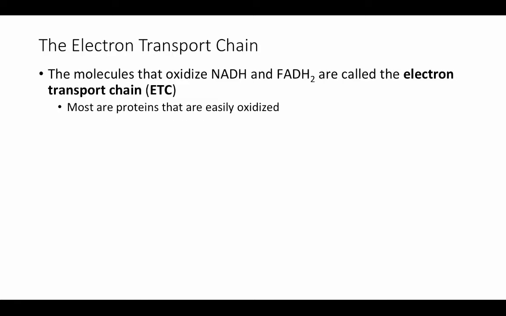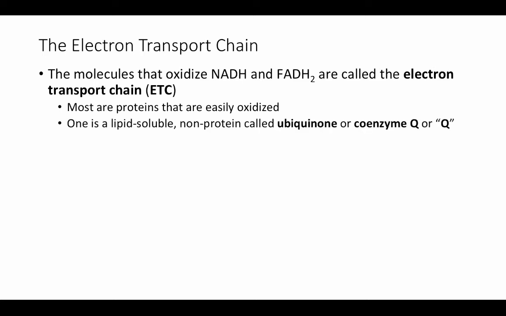So let's take a look at the electron transport chain. The molecules that oxidize NADH and FADH2 are called the electron transport chain. You can think of it as a bucket brigade. Most of these are proteins that are easily oxidized. One of the elements in this electron transport chain is a lipid-soluble non-protein called ubiquinone, or coenzyme Q, sometimes just called Q. It's lipid-soluble, which means it can actually move through the hydrophobic tails of that phospholipid bilayer, and it acts to shuttle these electrons between protein complexes that are embedded in the membrane.